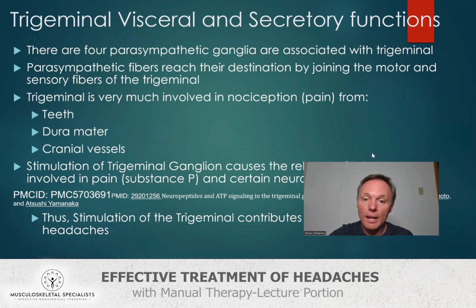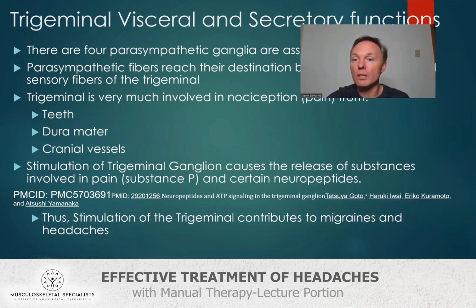Stimulation of the ganglia. Right now we're talking about overstimulating the nerve. If you put this PMID into the internet, you'll see the paper. That's what that's about. Okay, overstimulation of the trigeminal ganglia causes release of substance P, which is the substance that causes pain, and certain neuropeptides. So if you overstimulate the trigeminal, you end up with pain in the teeth, the dura mater, and the cranial vessels.